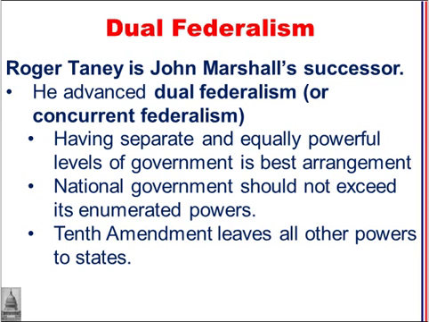So despite the McCulloch and Gibbons decisions, the debate over national versus state power continued, not surprisingly. Roger Taney is John Marshall's successor as Chief Justice. He serves from 1835 to 1863. He advanced this thing called dual federalism, which is also called concurrent federalism. This is the belief that having separate and equally powerful levels of government is the best arrangement. The argument is that the national government should not exceed its enumerated power, and since the 10th Amendment says so, all other powers are and should be reserved to the states and to the people.